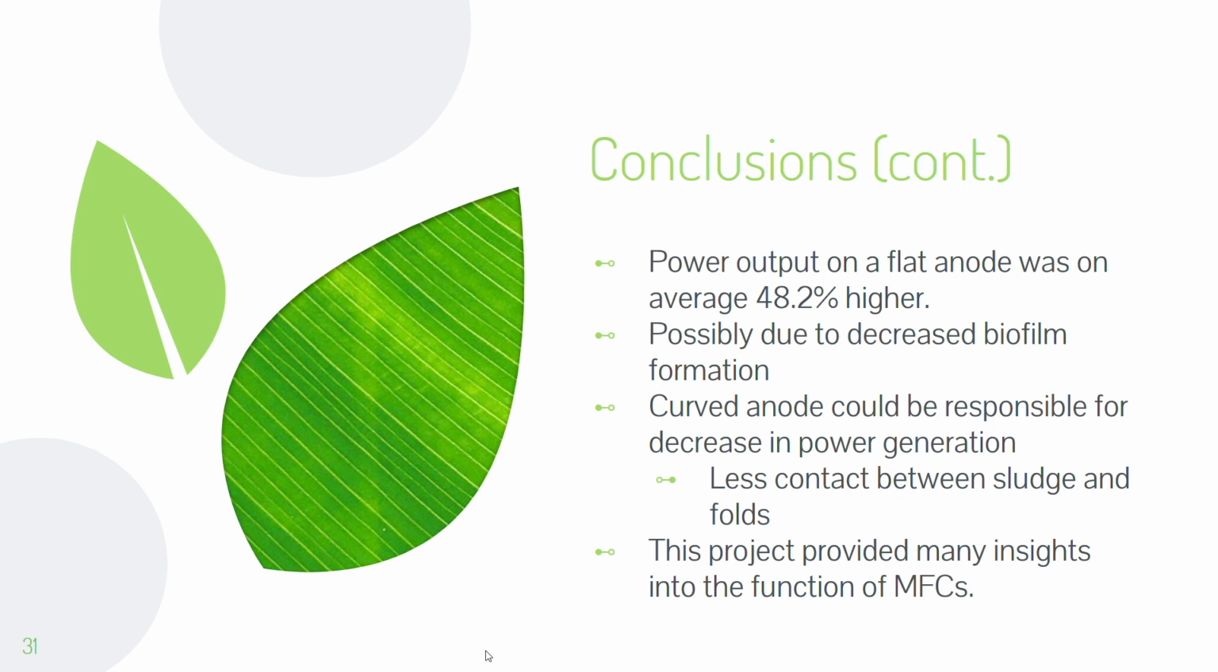The power output of the flat anode MFC was on average 48.2% higher. This is possibly due to decreased biofilm formation on the curved anode. The curved anode could have made it harder for bacteria to form biofilm on the surface due to its shape, or it could have had less contact with the sludge. While the power output did not increase, this project did provide valuable insights into the function of MFCs and is a good baseline for future projects.